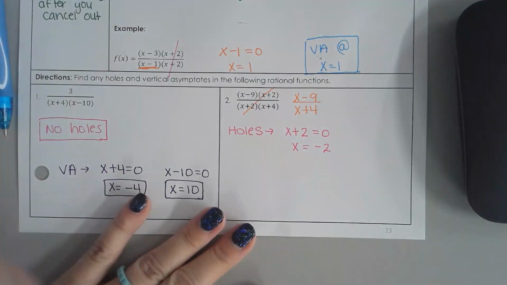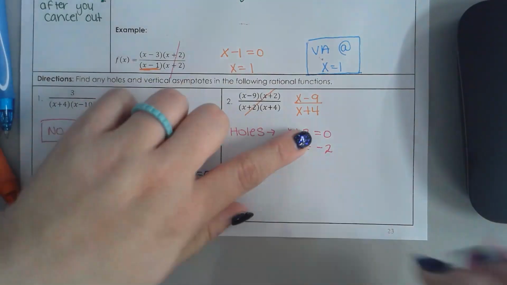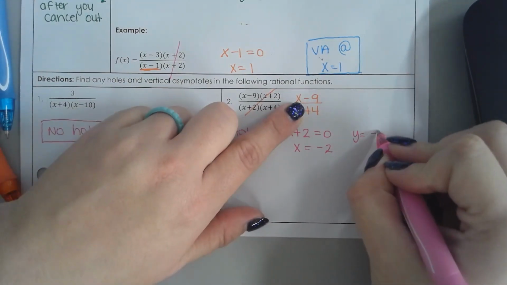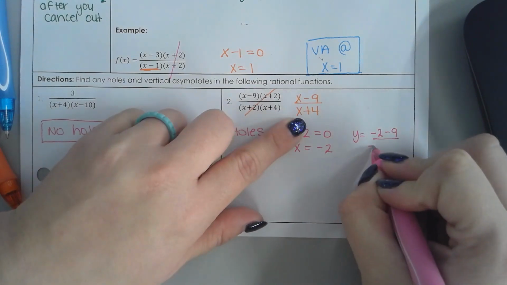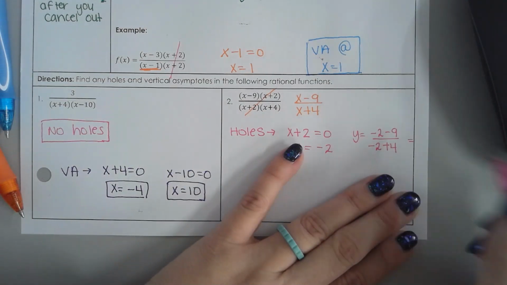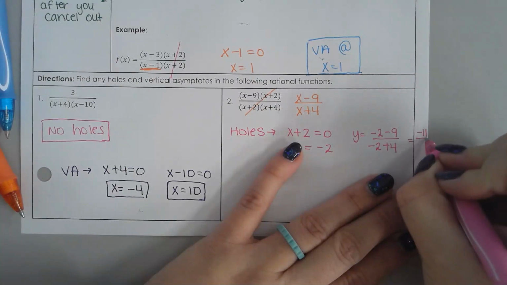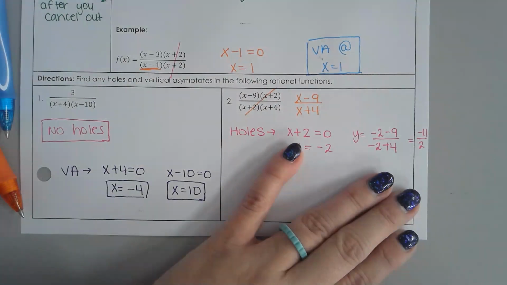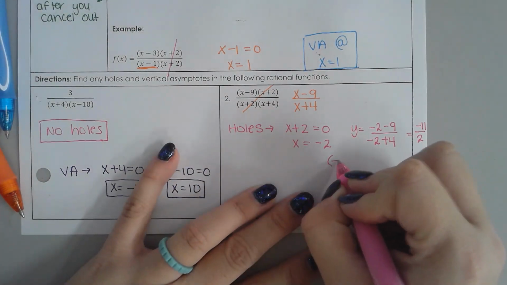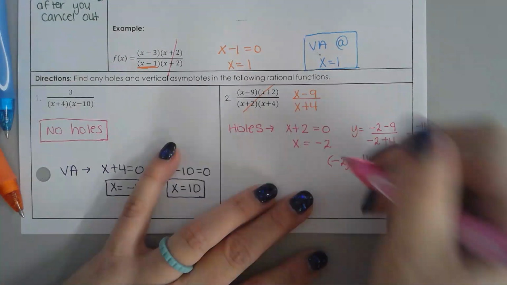So if I go back to my function, after I've canceled out the x plus 2's, my y is going to be -2 minus 9 over -2 plus 4, which is -11 over 2. So my hole is the point -2, -11 over 2.